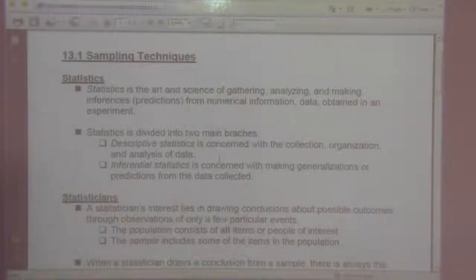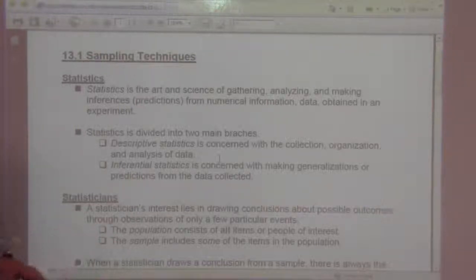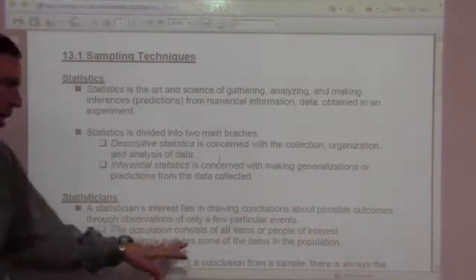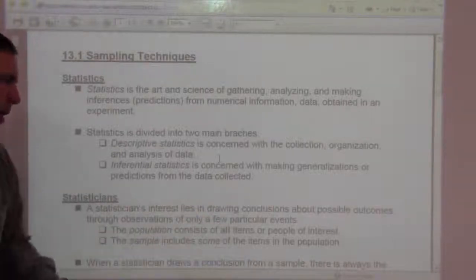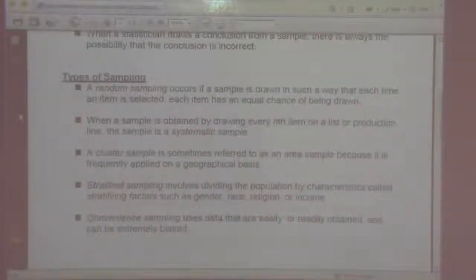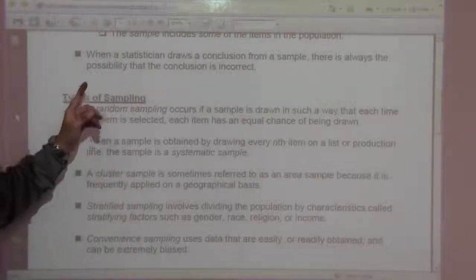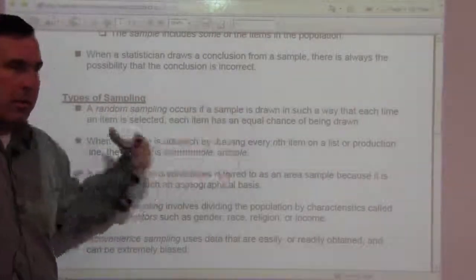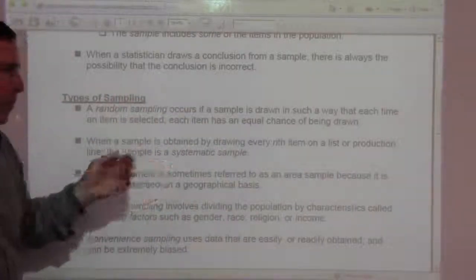Statisticians' interest lies in drawing conclusions about possible outcomes through observations of only a few particular events. The population consists of all the items or people of interest, whereas the sample includes just some. So population is everyone. The sample will be a subset of the items in the population. When a statistician draws a conclusion from a sample, there's always a possibility the conclusion is incorrect. They are trying to draw the correct conclusion, but the data may be inaccurate.